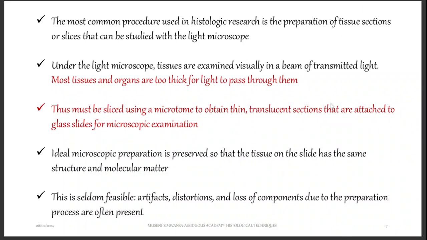So now, what are the steps it takes for you to prepare a tissue in order for you to study it on a microscope? So most tissues and organs, when you collect a specimen from the body, you want to study it, they are too thick, they are very big, you can't study them on a microscope. So what should you do? You have to cut them into thin specimens. You are going to cut them using an instrument which you call a microtome, and then you are going to put it on a slide to view under a microscope.